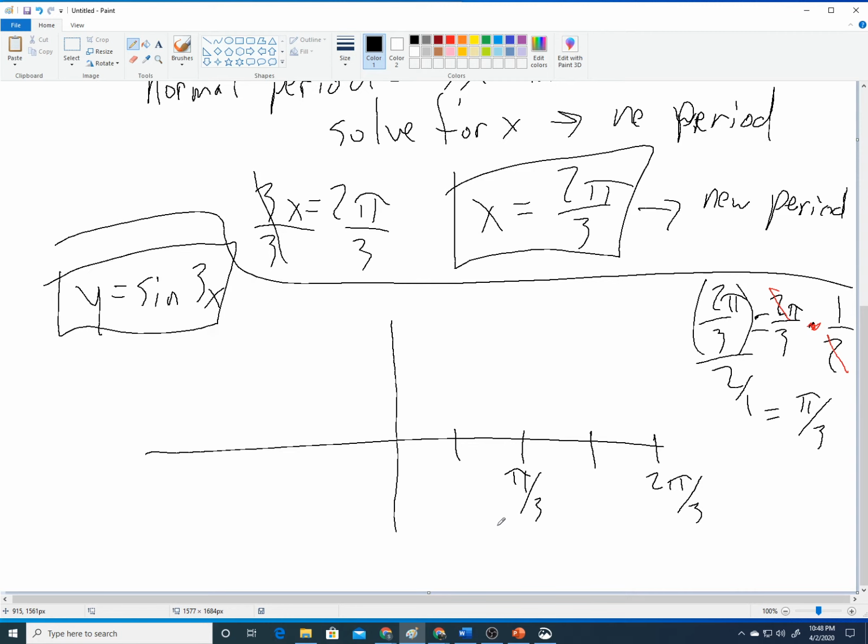And just because I think we should practice fractions, let's go ahead and find these other 2 as well. If I take pi over 3, and I'm going to have to divide it by 2 to find this one here.